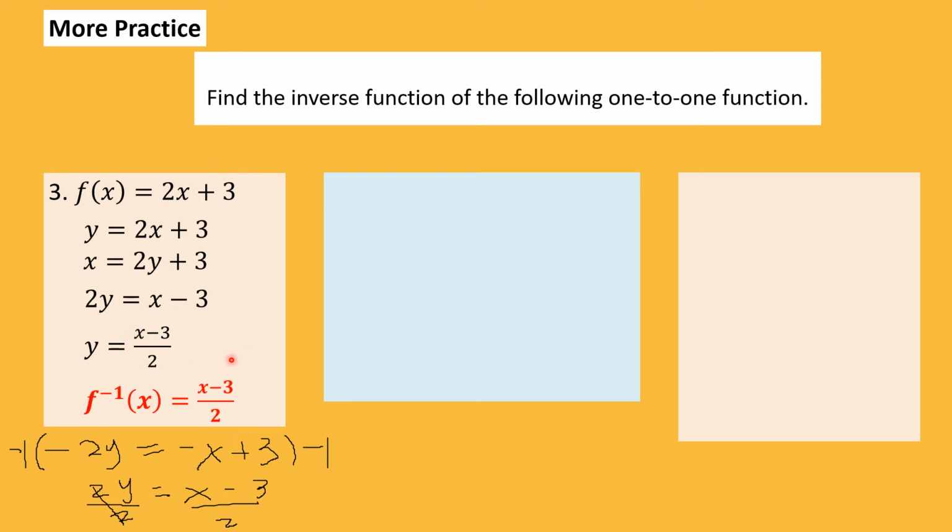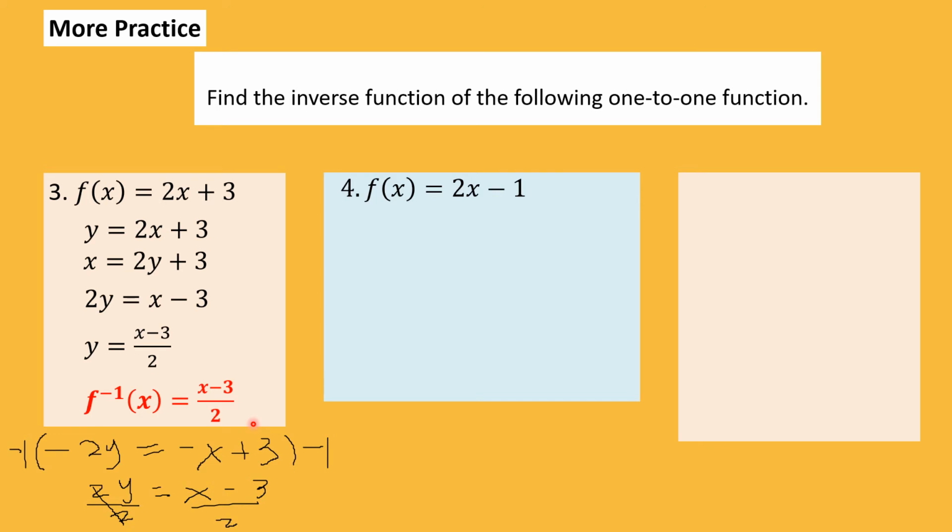Kung mapapansin po ninyo, yung operation kanina na x plus 3, naging x minus 3. Tapos yung operation kanina na 2 times x, which is a multiplication, ngayon ay naging division. Wherein, yung ating 2 ay naging divisor na siya. Okay? So, naging x minus 3 all over 2. So, nag-change ang kanyang mga operations na ginamit sa original function.